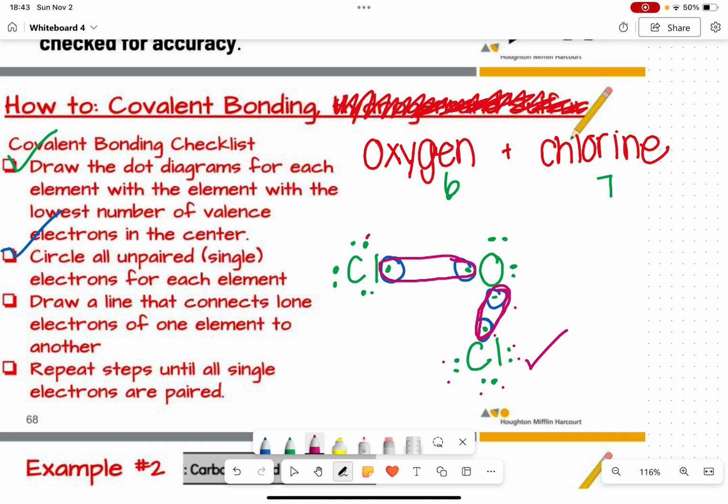So now chlorine has 1, 2, 3, 4, 5, 6, 7, 8. So chlorine's good. And oxygen has 1, 2, 3, 4, 5, 6, 7, 8. And so oxygen is good. The last step was just repeat until all electrons are paired. I know they all have a partner. These are paired up and these are paired up. There are no electrons by themselves. So I know I have met all steps and I am good to go. The way this would be written would be O1Cl2.